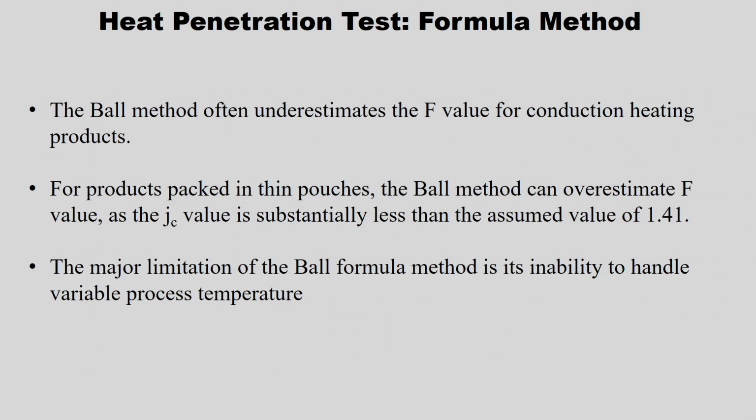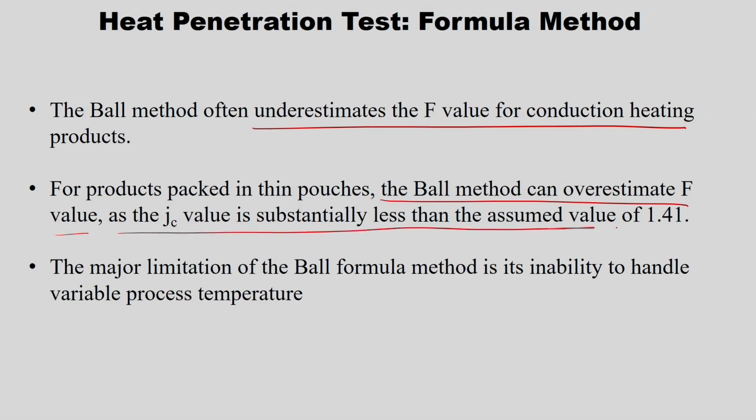The Ball method often underestimates the F value for conduction heating products, and for products packed in thin pouches, the Ball method can overestimate the F value, as the Jc value is substantially less than the assumed value of 1.41. Because of that, it overestimates the F value. The major limitation of the Ball method is its inability to handle variable process temperature.